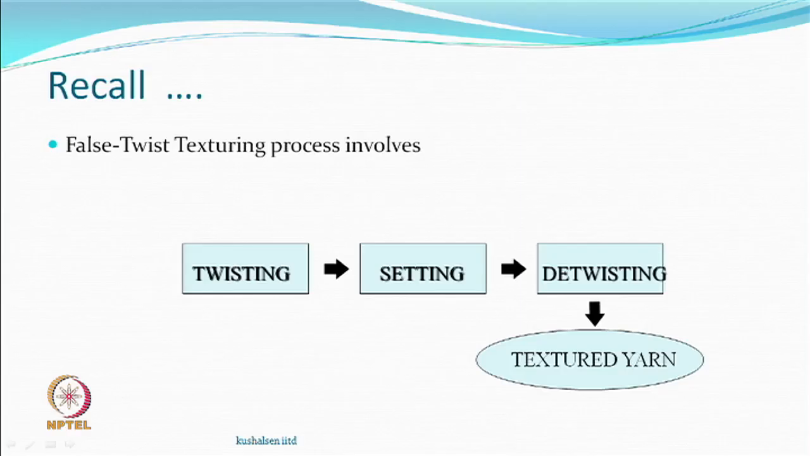So, we know there are three methods, but whenever you want to assume anything, think that we are talking about false twist texturing and not talking about Helenka or talking about turbo duo. We are talking about this because it is more commercially successful and being used, although all of them can be used without any problem. And if you recall again, it will also involve the same thing called twisting, setting, detwisting and the textured yarn, and that is what we have understood today, that how the textured yarn is produced.